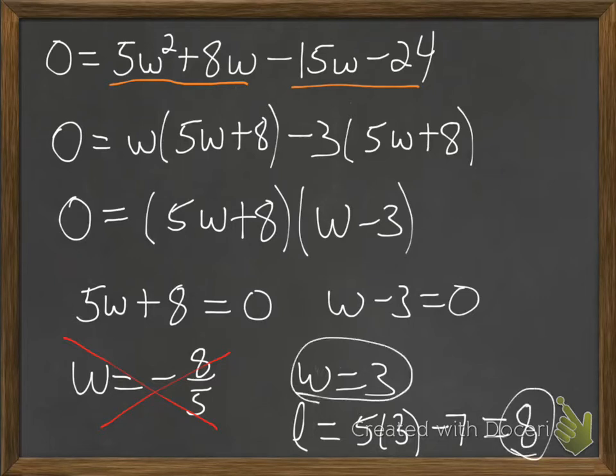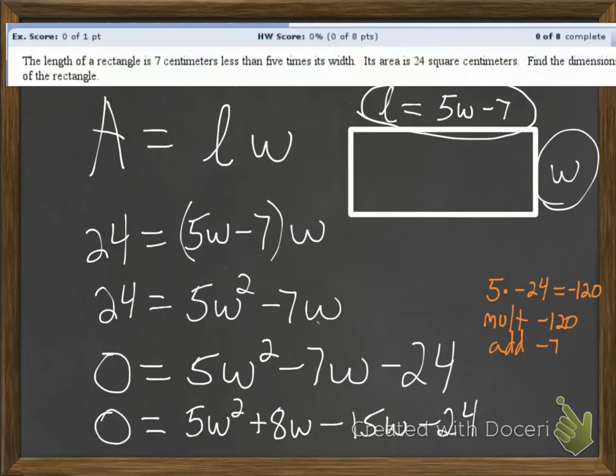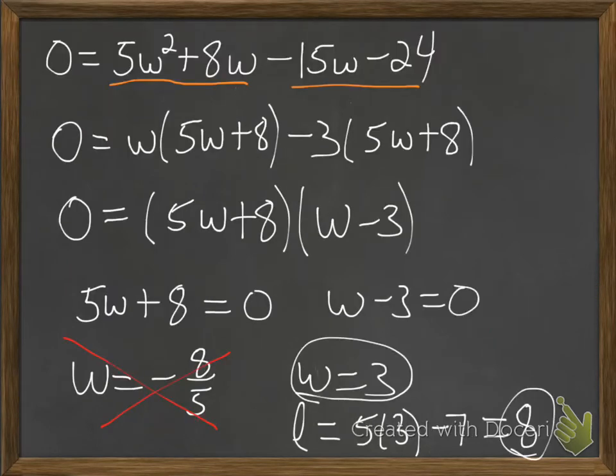So we have the width of 3 and a length of 8. And just to check our problem, we needed to have an area of 24. Well, if we take 8 times 3, we get an area of 24. Okay, hopefully this helps you out on this type of problem.